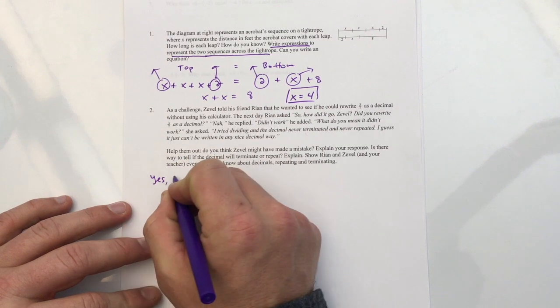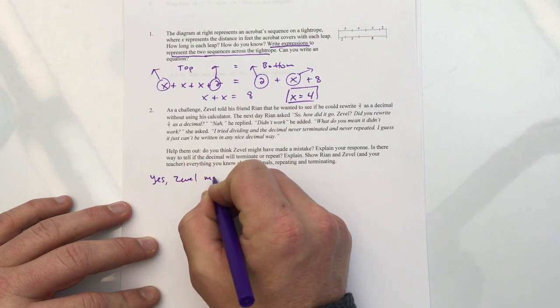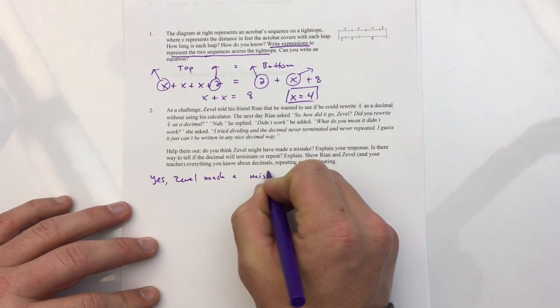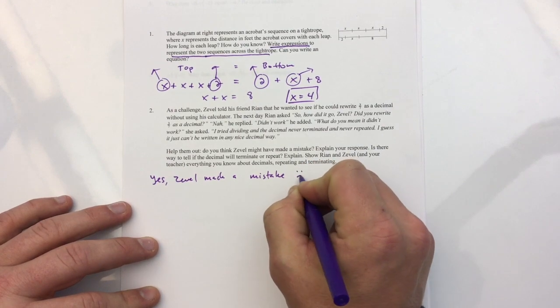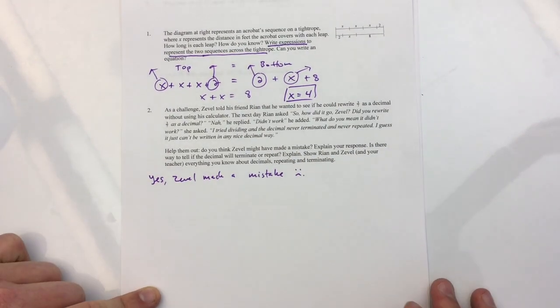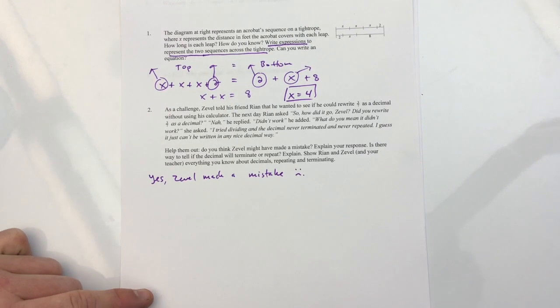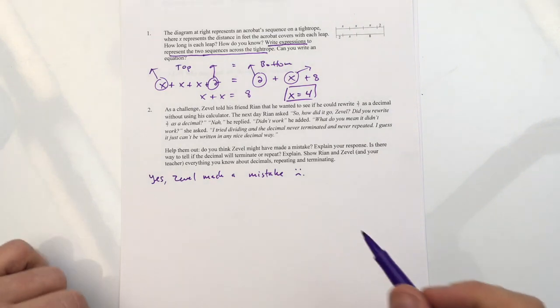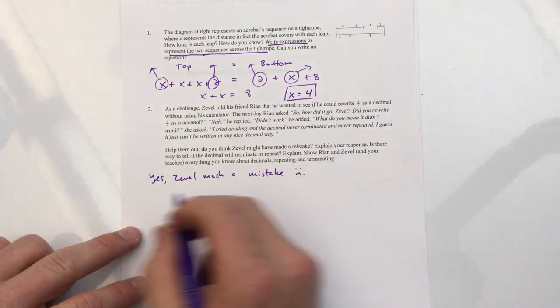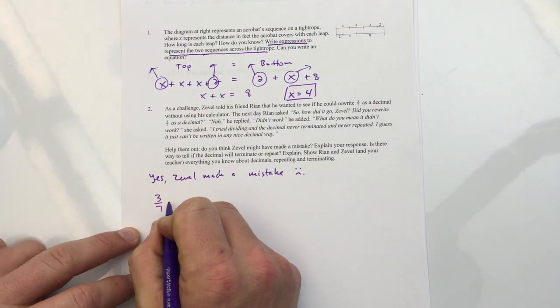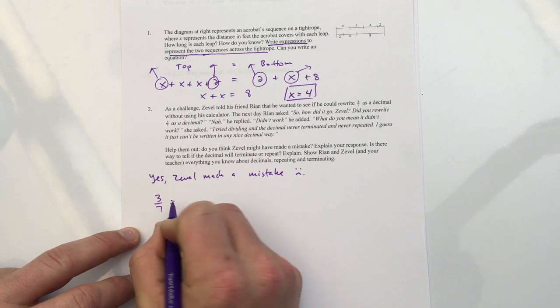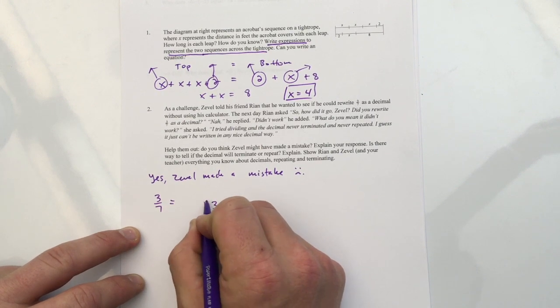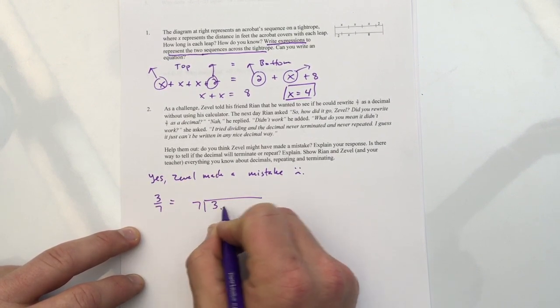Yes. Zevel made a mistake. Sad face. All right. Explain your response. Why? Well, there are some numbers that cannot be rewritten, like pi, but this one can. And I have 3/7. This means 3 divided by 7, right? Which is 3 in the house, 7 outside of the house.